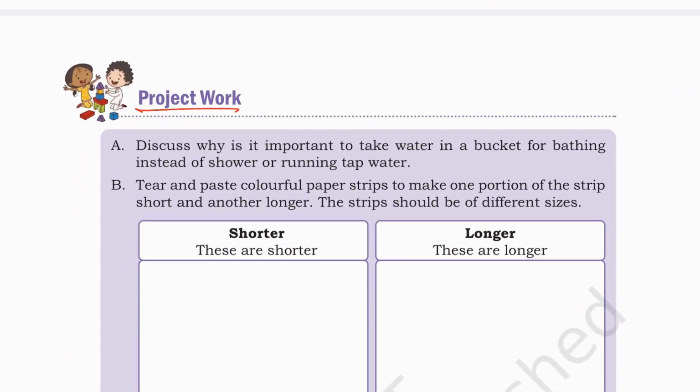Project work. Discuss why it is important to take water in a bucket for bathing instead of shower or running tap water. Running tap water and shower will lose much more water than the bucket, and wastage of water will take place. So you have to bathe using a bucket rather than shower or running tap water.